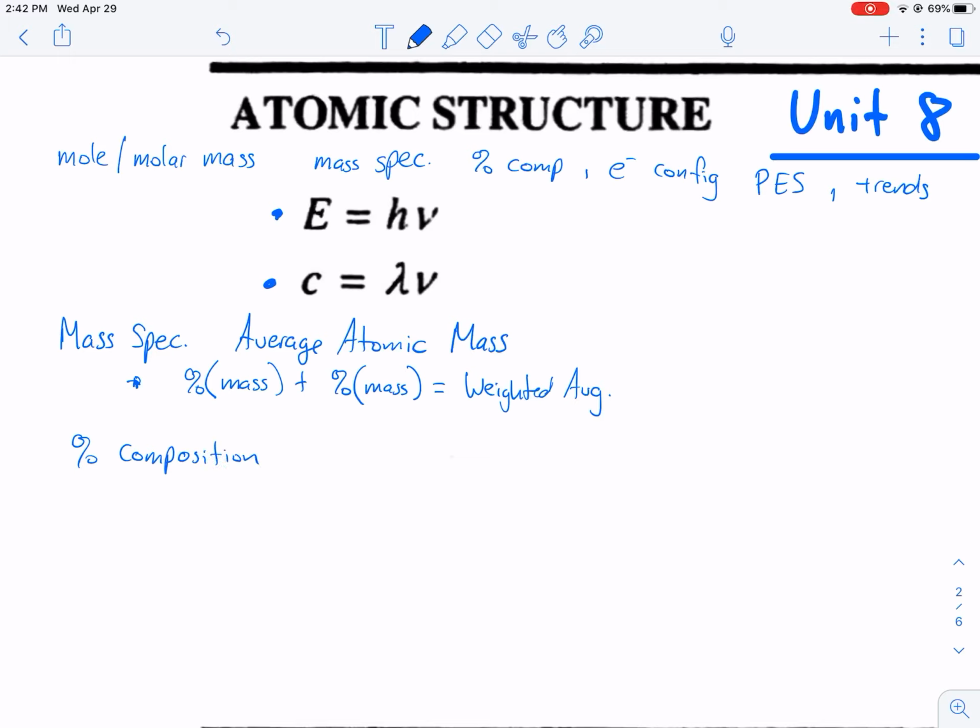Now, percent composition. Remember that percent composition is a very useful calculation for us. It does a few things for us. It helps us to figure out if a substance is pure, and it also helps us find the empirical formula.